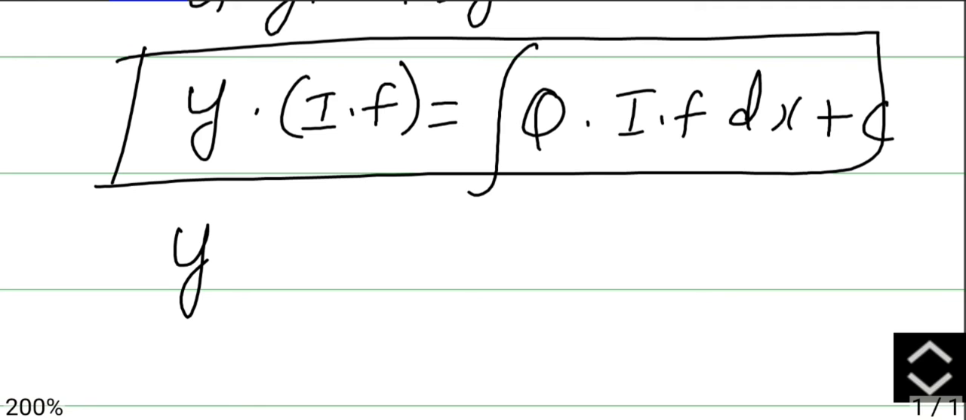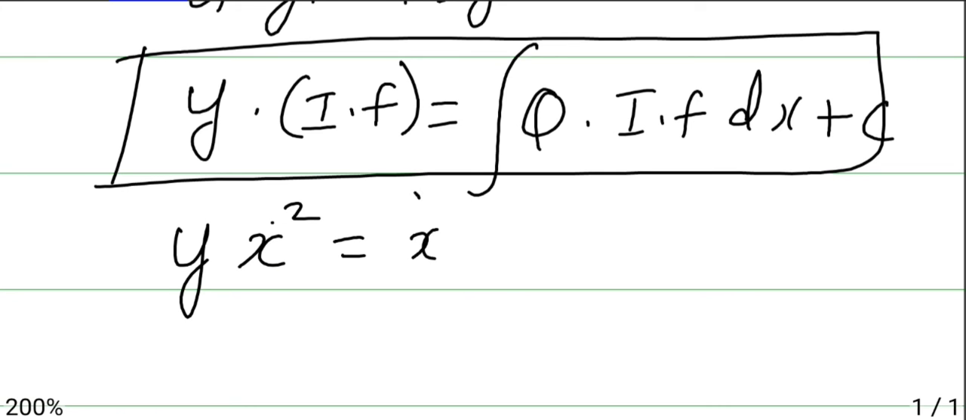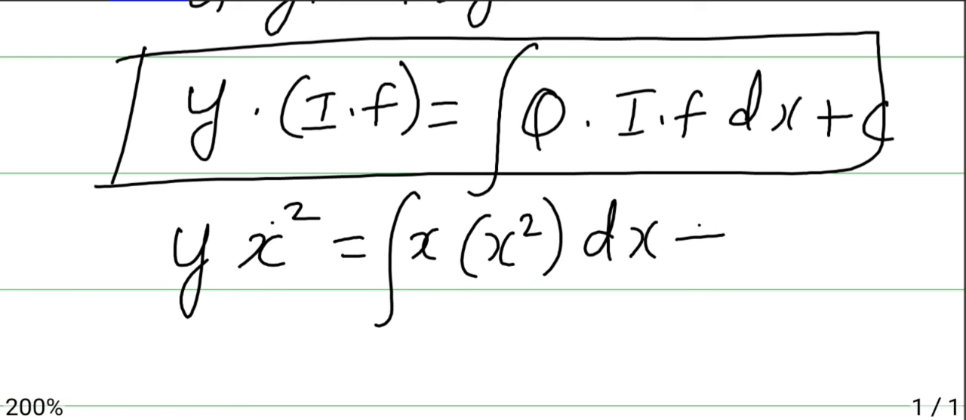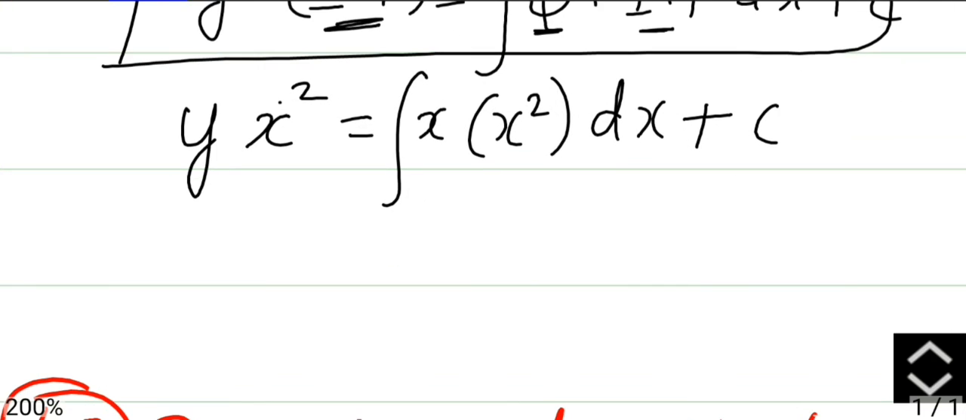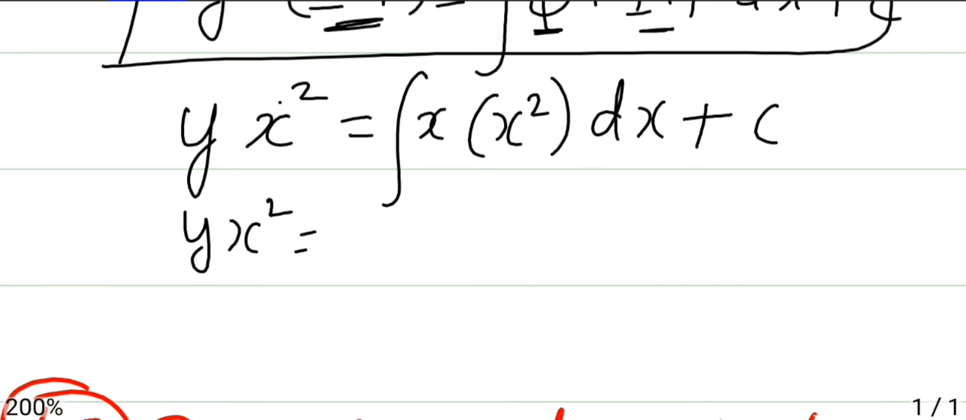Now what is the integrating factor? We got it as x square, and Q we got as x, so the integral of Q into IF is again x square dx plus c. Substituting the values of IF and Q, I get y x square is the integral of x cube dx plus c.